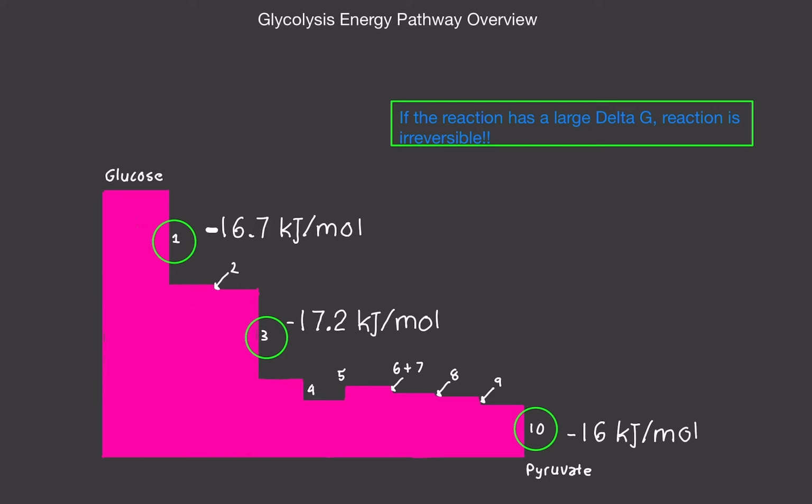Steps 1, 3, and 10 have a large negative delta G value. It means it is very favorable. In addition, these are called irreversible reactions or rate-limiting reactions. Because it's such a large delta G value, these steps 1, 3, and 10, when they're done, are going to produce so much energy that it's going to power the rest of the pathway by energy coupling.